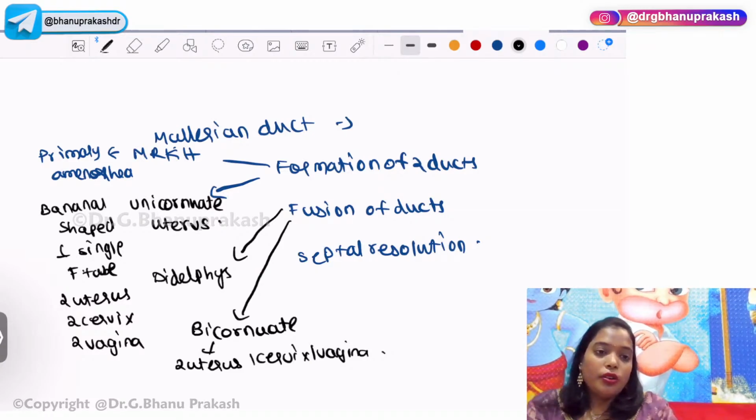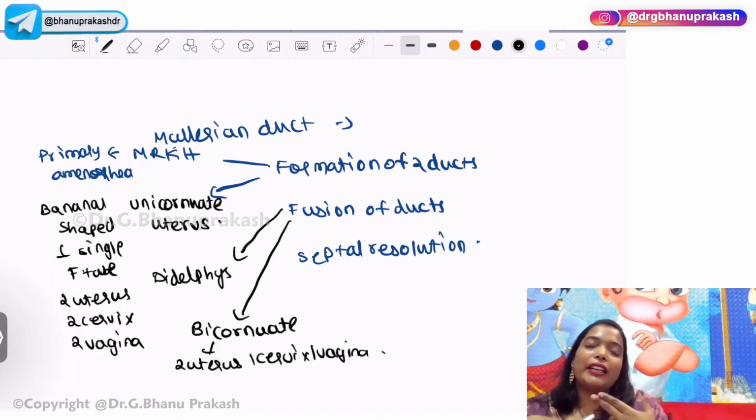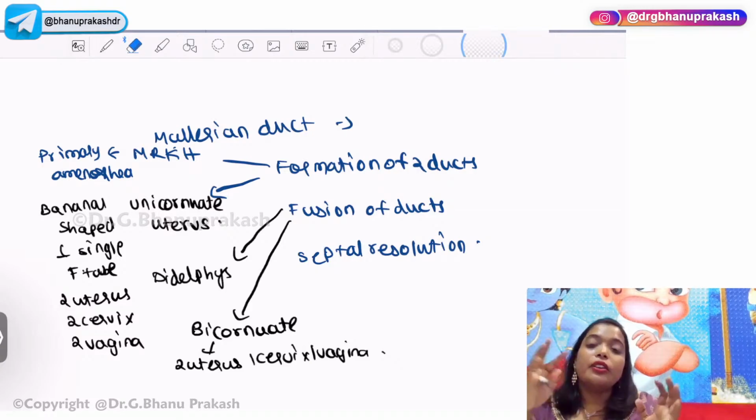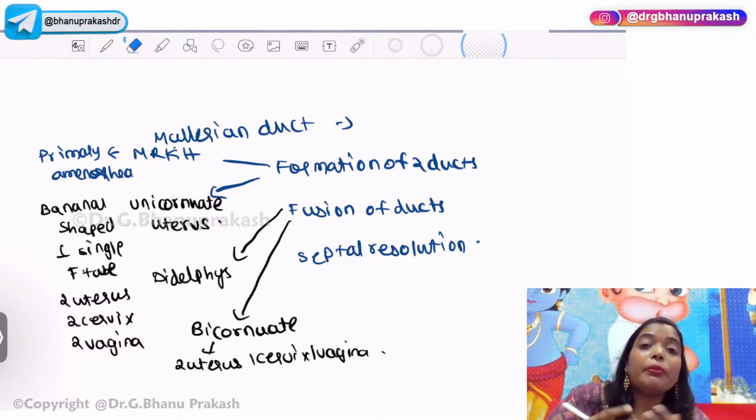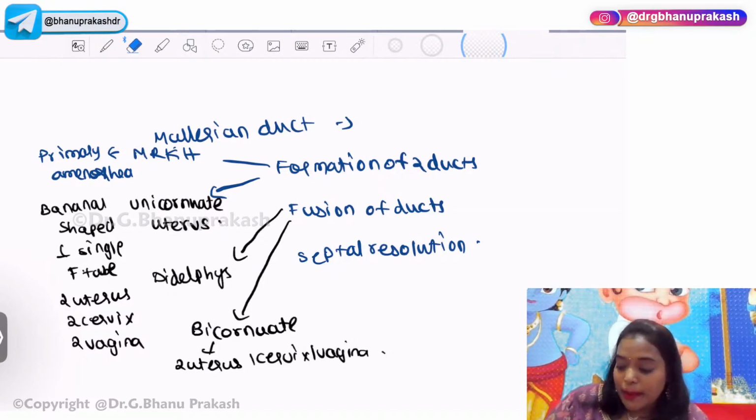Correct? So, what are the formation defects? If both ducts haven't formed, MRKH; one duct formed, one duct not formed, unicornuate. Both ducts formed but they are not fusing, then didelphys. That is why you have two uterus, two cervix, two vagina. If both ducts formed but not fusing, only lower part is fused but upper part is not fused, then it is bicornuate. After that, what should happen? Septum, it is not getting resolved. That is called septate.